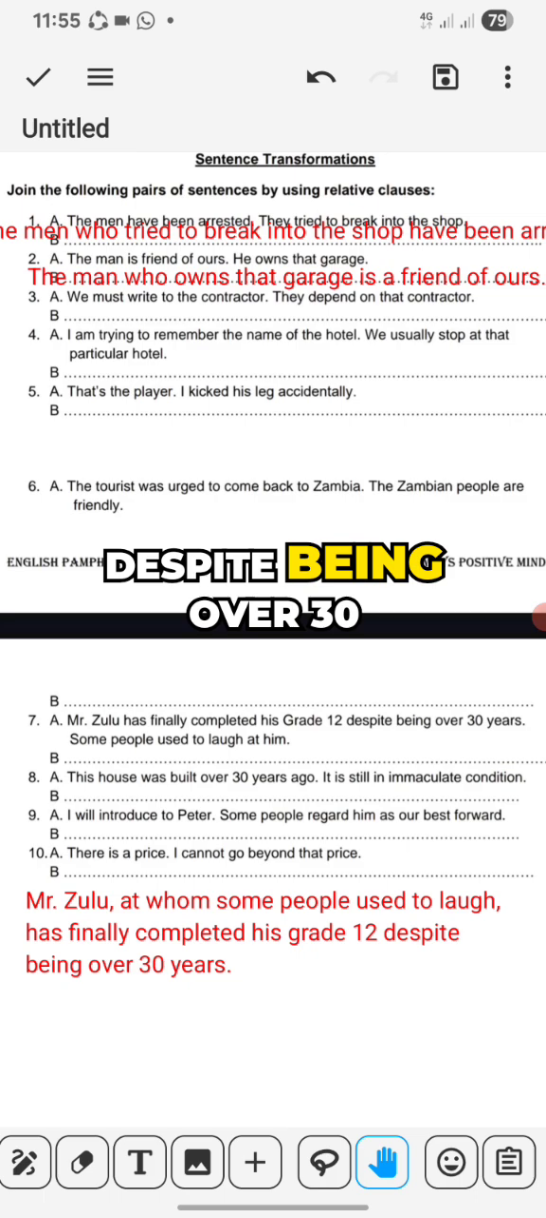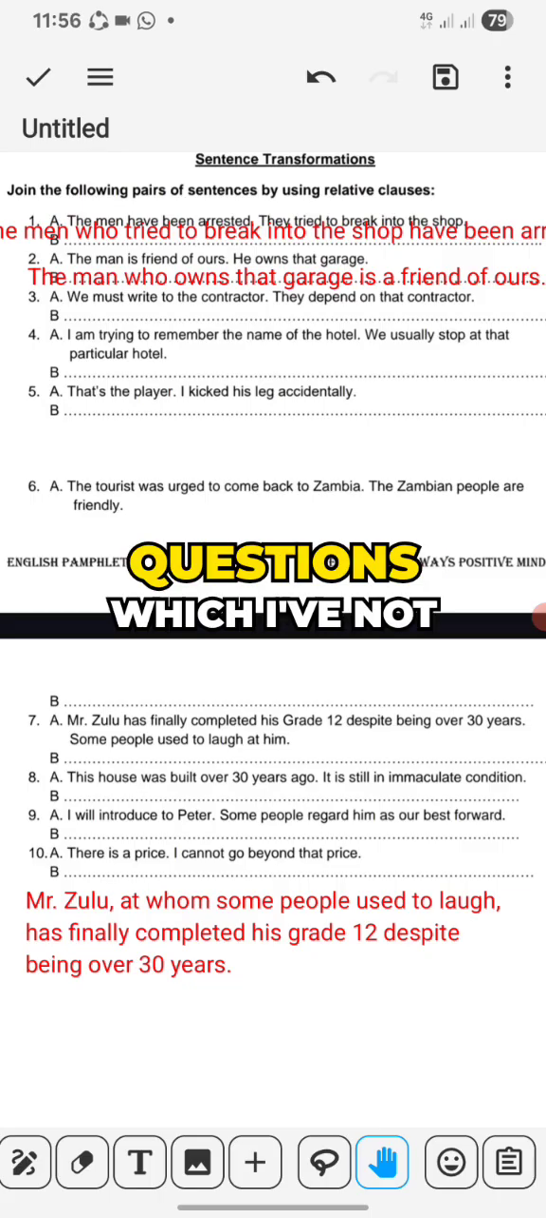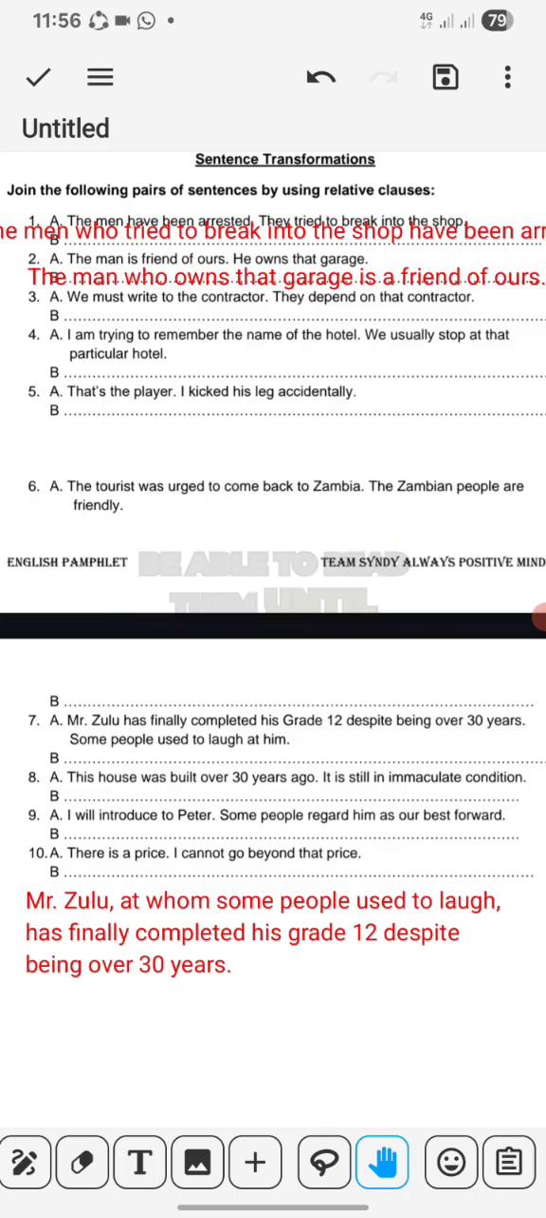This is why I'm here to help you thrive. This is why I'm called the BET, Best English Tutor. So at should be used just before the relative pronoun, especially if you are using whom to refer to an object. Try to do these other questions which I've not tackled, then give me the answers in the comment section. I'll be able to read them until we meet again in the next lesson.